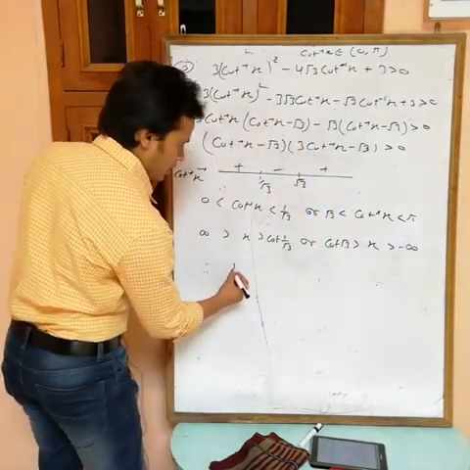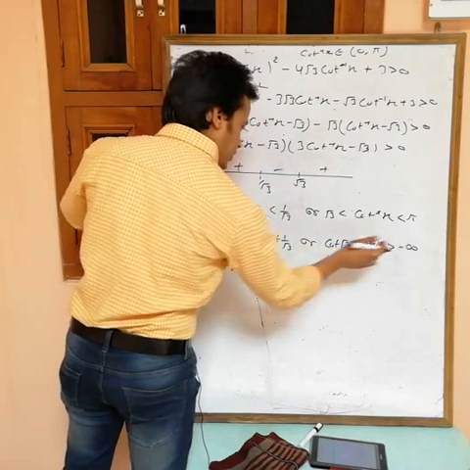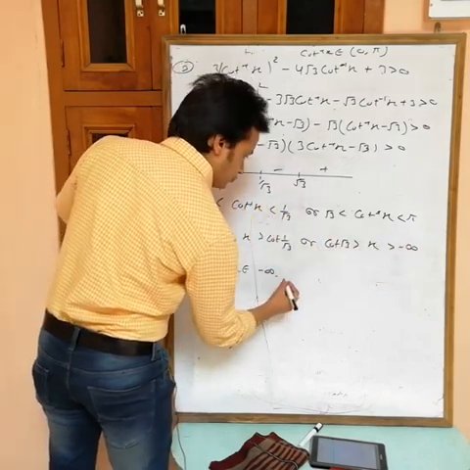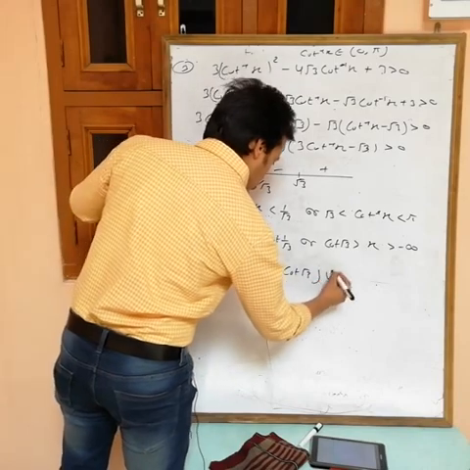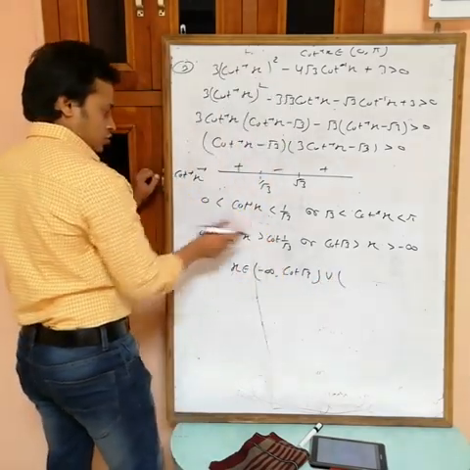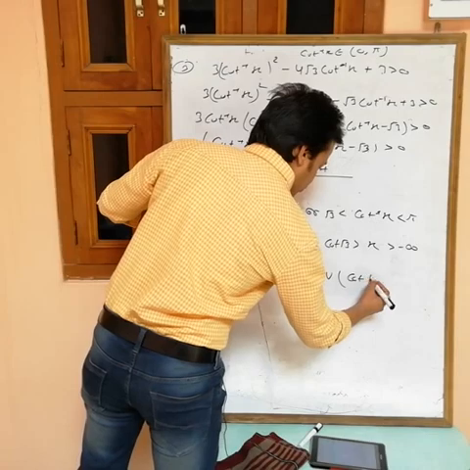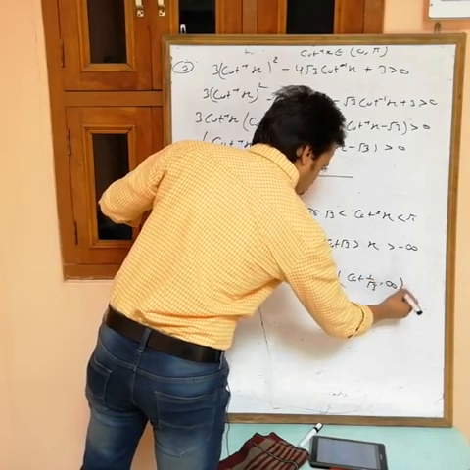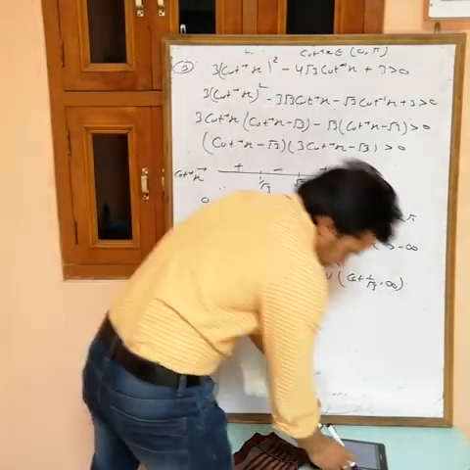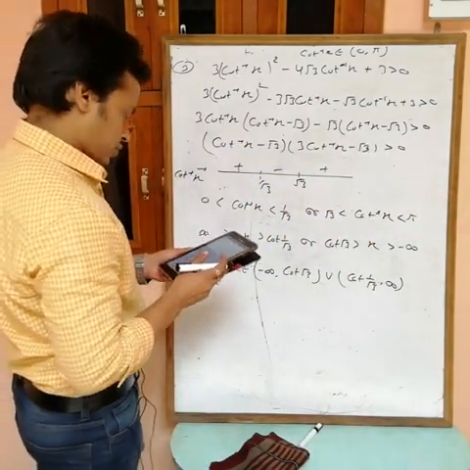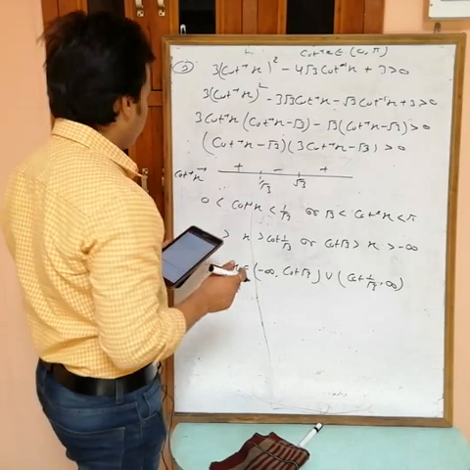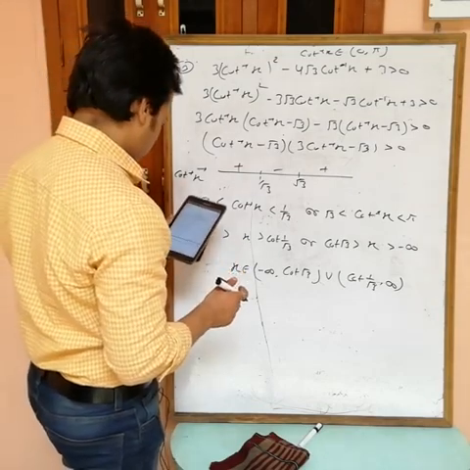Okay, so x belongs to minus infinity to cot root 3, union cot 1 by root 3 to infinity. Okay, which option is matching? So the third option is correct, na? Yeah, the third one is matching. So the third option is right.